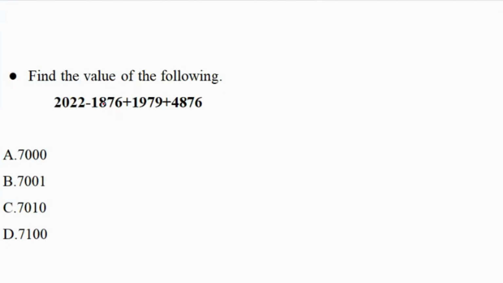But let's do something else so we can solve it very easily. We have four numbers here. If I look at this number and this number, both end with the digit 6, and if we match their tens digit, that is also the same. If we match their hundreds digit, that is also the same. And since this is a negative number, we need to subtract them.